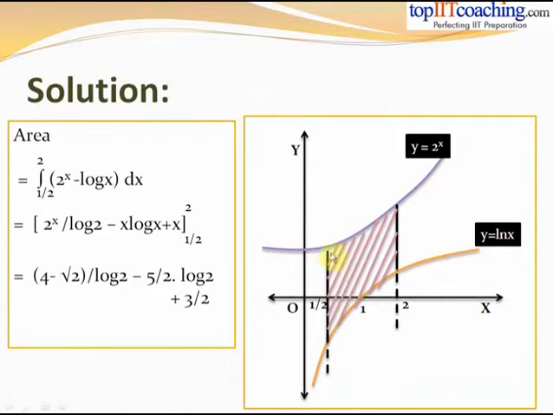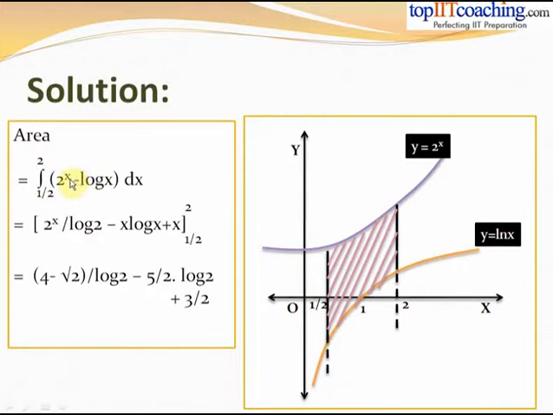This pink portion represents the area between the curves y = 2^x, y = ln x, x = 1/2 and x = 2. Now we have to calculate the area of this portion. So the area of this portion is equal to the integral of 2^x − log x. We know that this curve is greater than this curve. Let us say that this is g(x), this is f(x). Then the area is given by the integral of g(x) − f(x) from a to b. So area would be equal to the integral of 2^x − log x from 1/2 to 2.